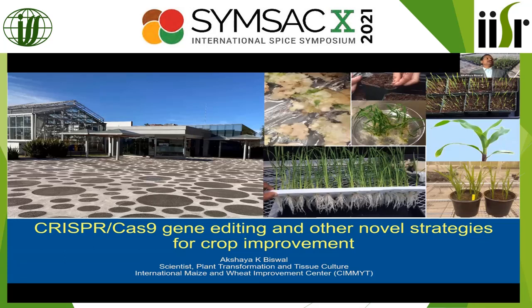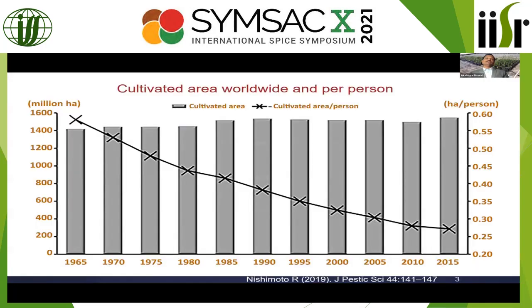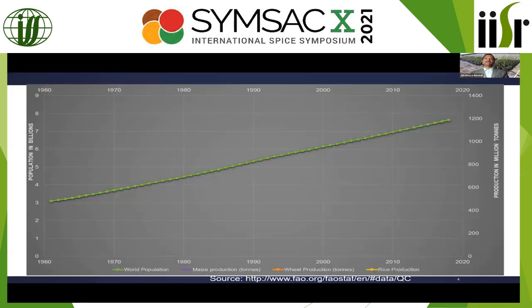The world population is growing continuously, and there is not much change in the arable land from 1965 till today. But if you compare the per capita land availability, it has become less than half. And this is not all. In real terms, a major part of the land is going for food, for the industrial production of raw materials, and also for biofuel. So we have to feed the population with this available land.